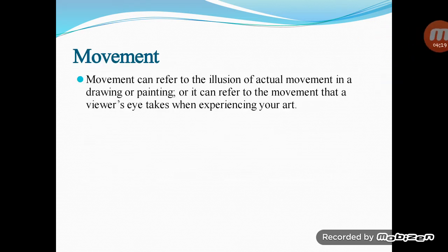Movement. Movement can refer to the illusion of actual movement in a drawing or painting, or it can refer to the movement that a viewer's eye takes when experiencing your art. When a viewer interacts with your art, their eyes move from one element to the next. Usually, the most commanding element demands immediate attention. After that, the viewer may move on to other supporting elements within the scene.